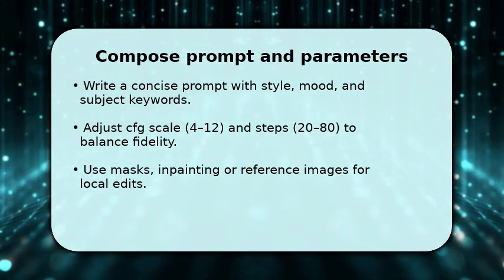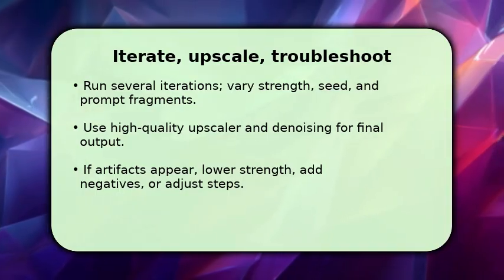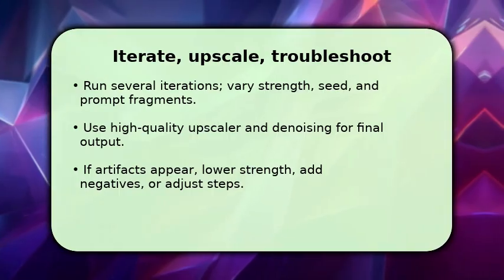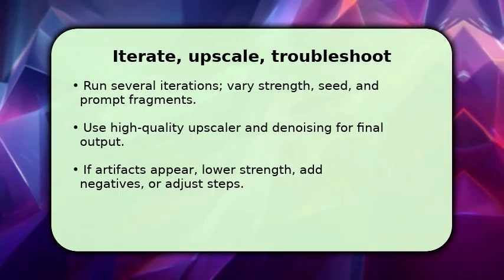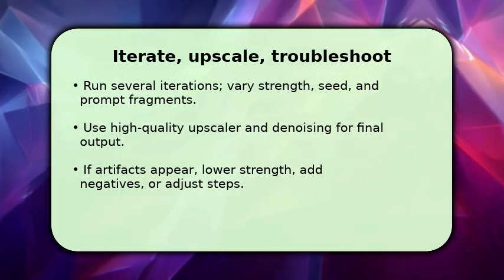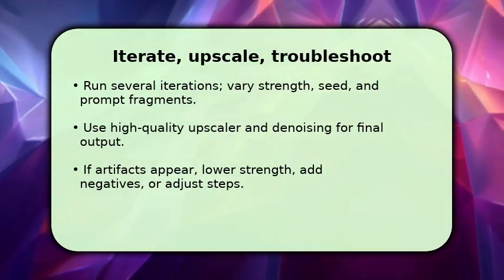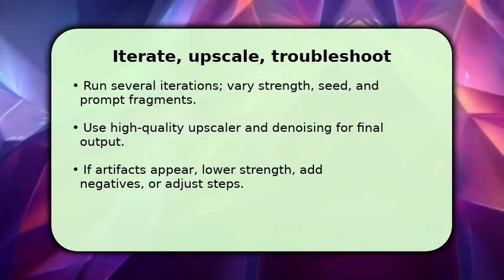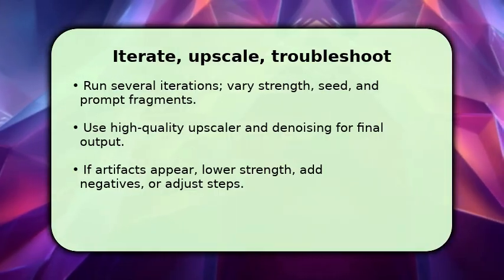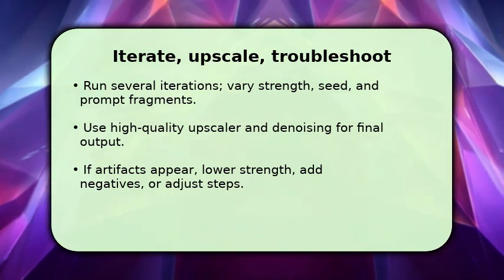Finish by iterating and refining until the image matches your intent. You should run multiple passes, varying strength, seed, and small prompt edits to converge on the best result. Then apply a high-quality upscaler and modest denoising to preserve detail. If details look wrong or you see artifacts, lower Img strength, add negative prompt terms to exclude unwanted elements, and reduce or increase steps slightly to stabilize output. One key tip: check VRAM usage and reduce image size or batch to avoid.